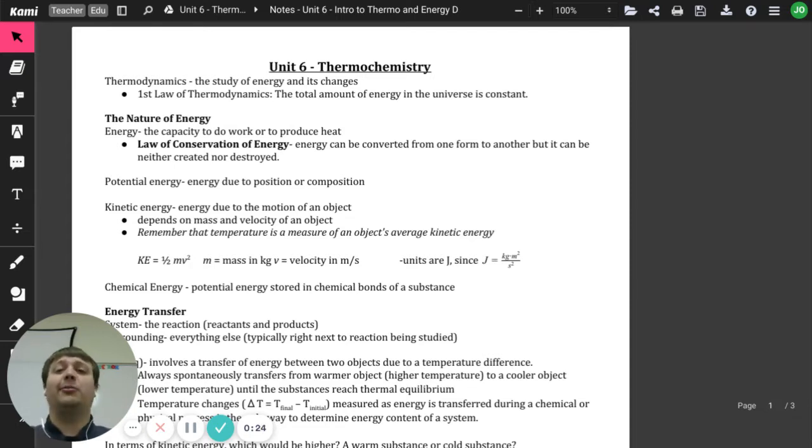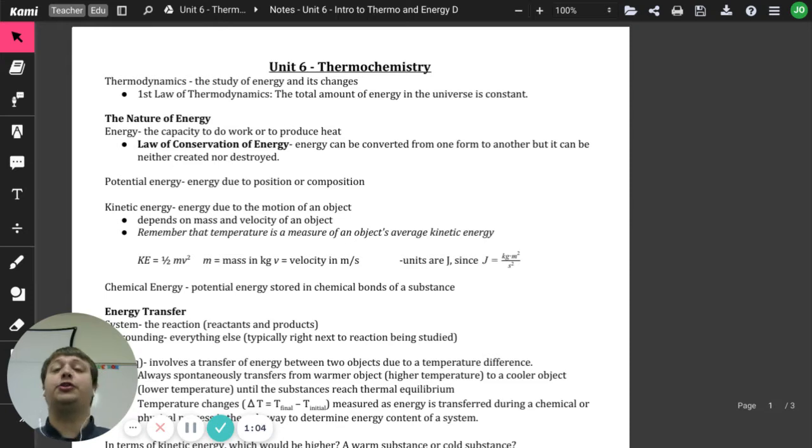So first off, what is thermochemistry? Thermochemistry is going to be the study of energy and its changes. When we talk about energy in chemistry, we're talking about is it gained or lost? And typically we'll talk about it in terms of heat. Now, energy is going to be the capacity to do work or produce heat. Work typically falls into the category of physics, and heat would fall in the category of chemistry. We do sometimes have a little bit of crossover between both, but that's generally where we focus in terms of energy.